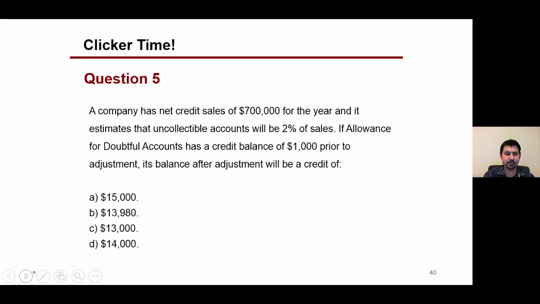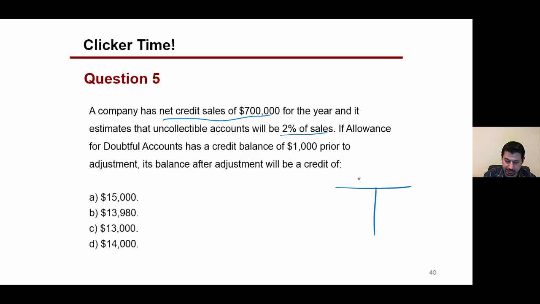A company has net credit sales of 700,000 for the year, and it estimates that uncollectible accounts will be 2% of sales. So here we are using percentage of sales, and the net credit sales was 700,000. If allowance for doubtful accounts has a credit balance of 1,000 prior to adjustment, its balance after adjustment would be a credit of.